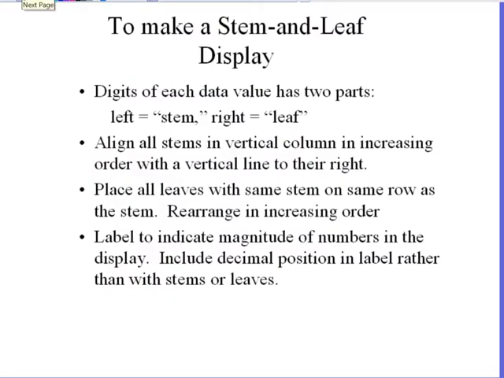To make a stem and leaf, make sure that on the left you have your stem, on the right you have your leaf. Align all the stems in a vertical column in increasing order with a vertical line to the right. Place the leaves with the same stems in the same row as the stem. Rearrange in increasing order. Label to indicate magnitude of numbers in the display. Include decimal position in the label rather than in the stem and leaves. I'll talk about that last one. That's pretty much the big key. The rest of it you're pretty used to doing before.